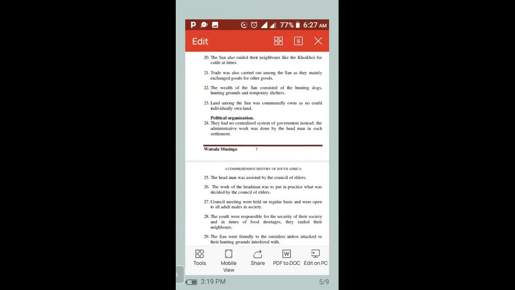The exchange of goods for goods is known as barter trade. So these people, the San, carried out barter trade among them and their neighbors. 22 is, the wealth of the San consisted of the hunting dogs, hunting grounds, and temporary shelters. So these mentioned things were the San's wealth and richness.